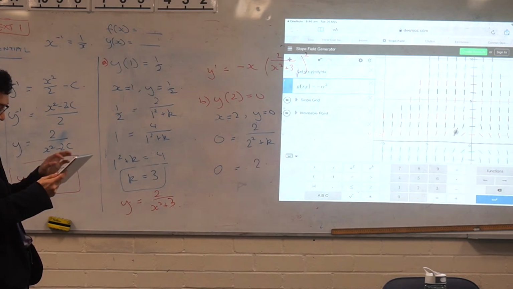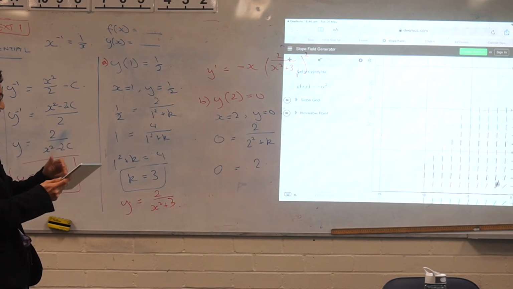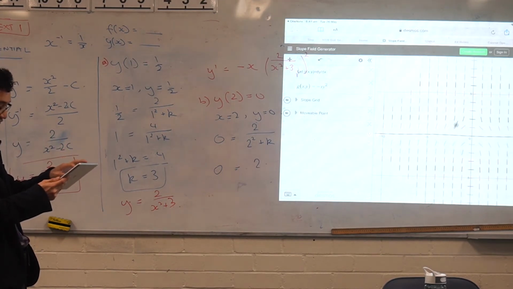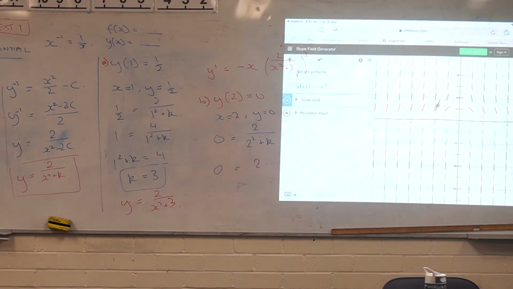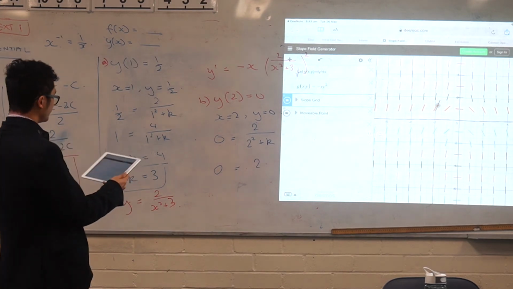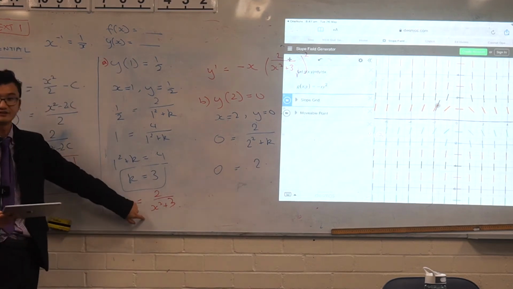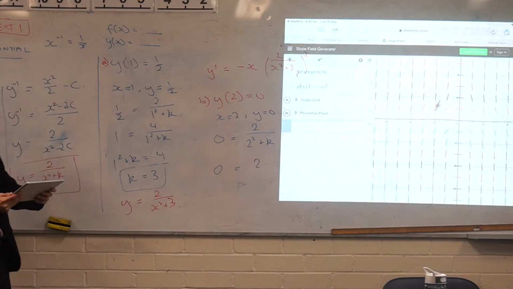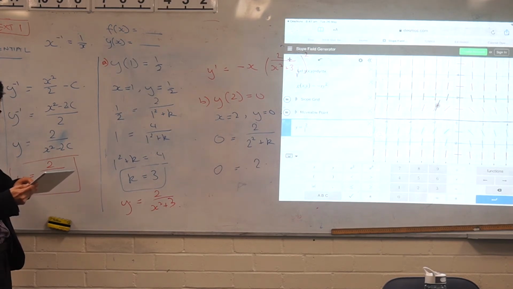Got it again. And you notice sometimes it's a bit patchy. For some reason it's just lost the stuff there. I don't know why. So let's have a look at this. This is our differential equation. This is the slope field. Remember, there's a connection between what's happening algebraically and what's happening visually. When you graph this, what do you expect to happen when I type it in? y is equal to 2.